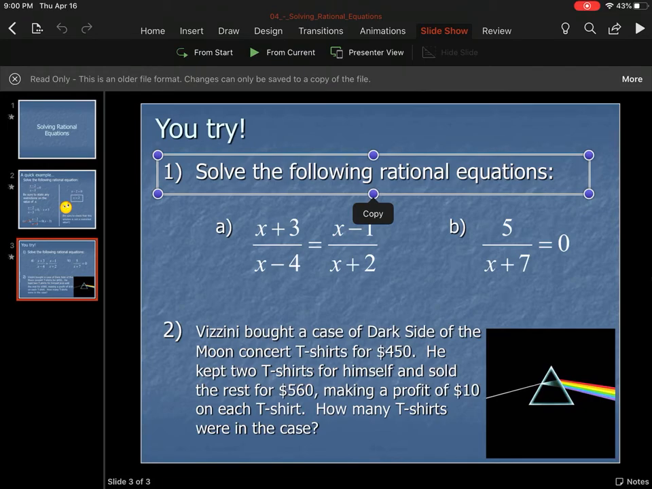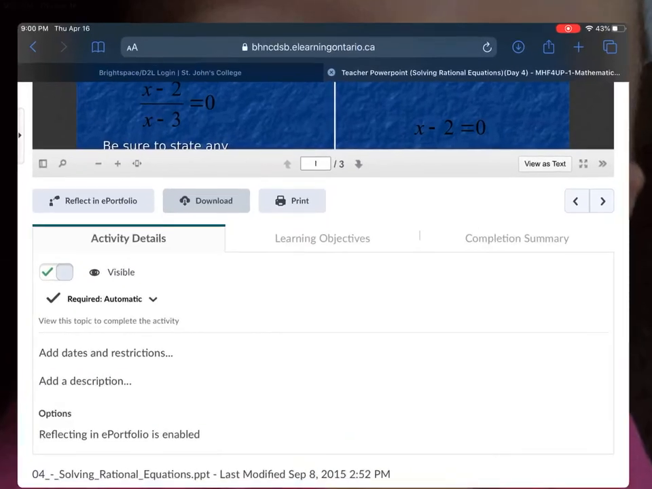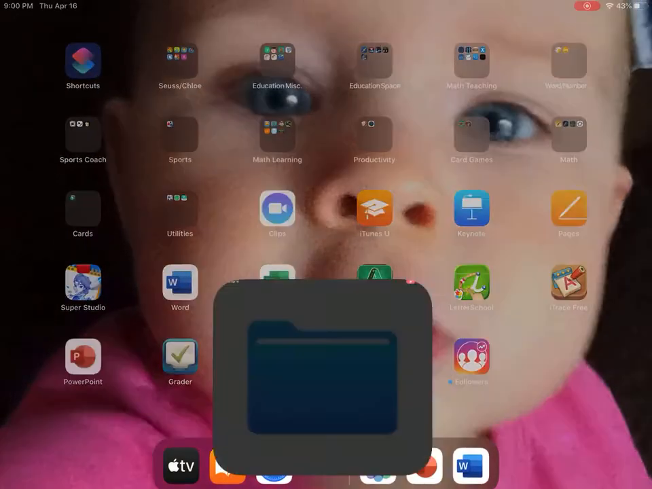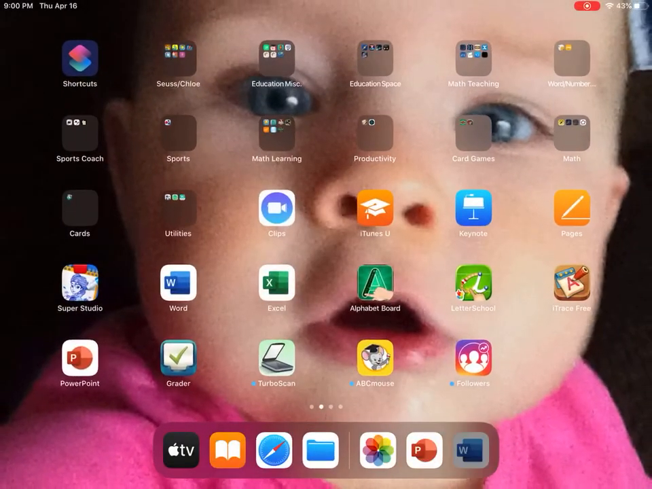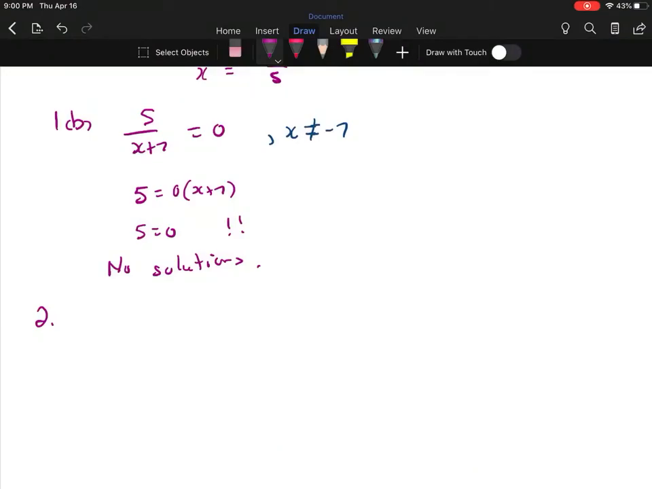It says, Vizzini bought a case of Dark Side of the Moon t-shirts. Don't care. He kept 2 t-shirts for himself and sold the rest for whatever, $560, making a profit of $10 on each t-shirt, whatever. How many t-shirts were in the case? Okay, good. I've got my unknown. How many t-shirts were in the case? I go back. Oh, oops, not there. This one. How many t-shirts were in the case? Let X be the number of t-shirts in the case.